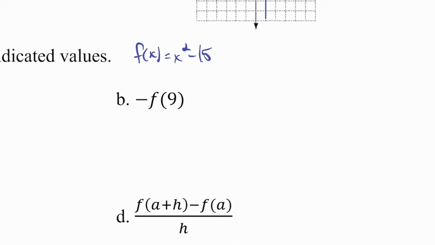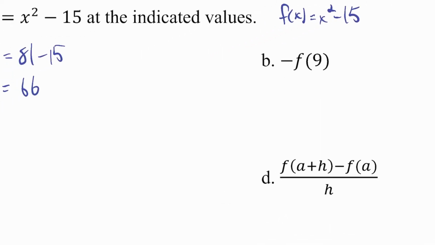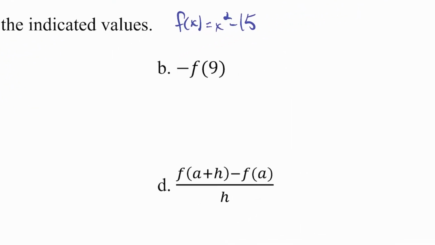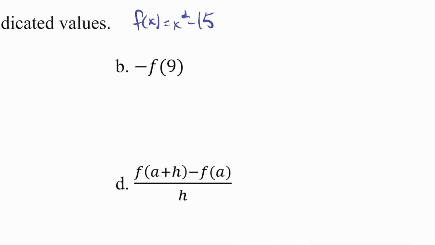Okay, so now I'm going to find negative f of 9. Since I just found this, I know it's negative 66, but let's pretend that I didn't already have that. I'm going to intentionally do this incorrectly, and then I'll correct it. So this might look like negative 9 squared minus 15. That is incorrect, and the reason is this negation applies to the entire function result. So I need parentheses here.